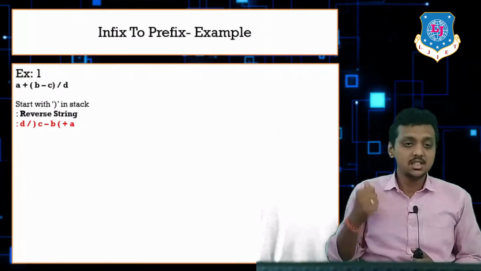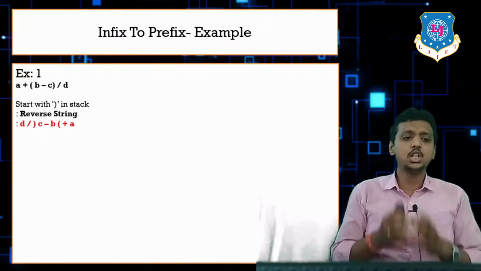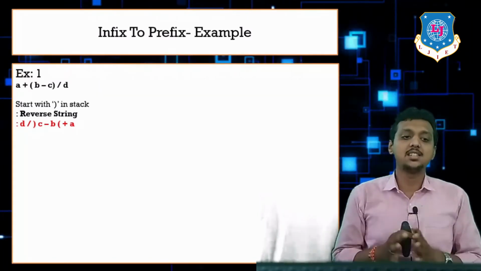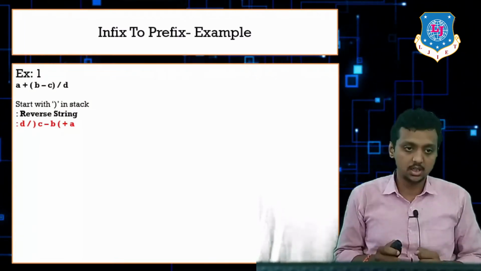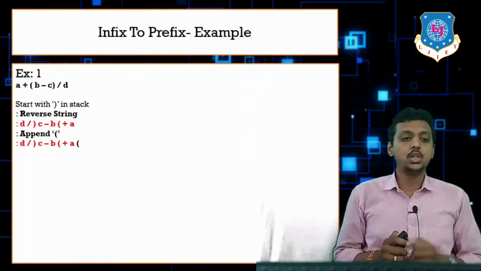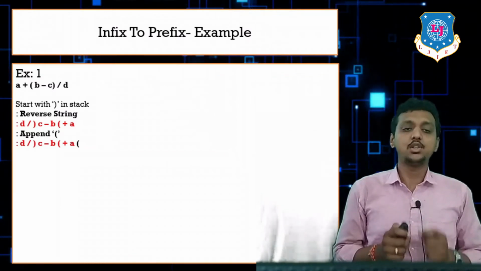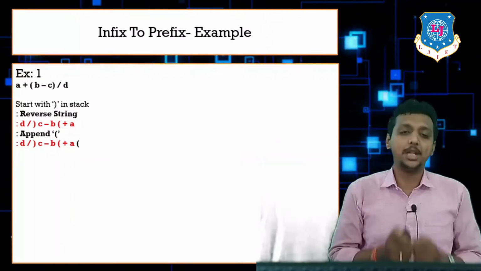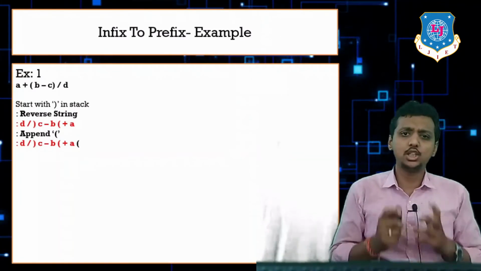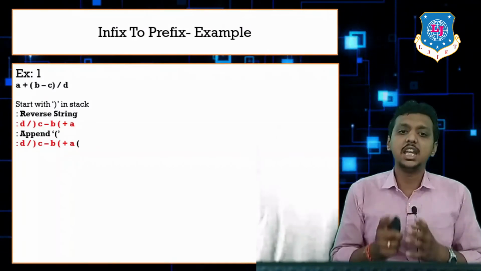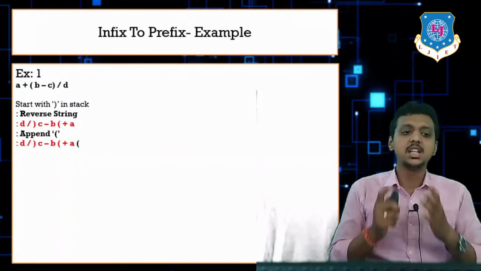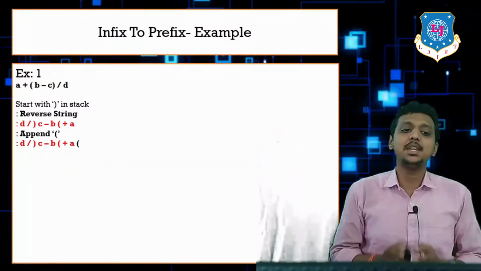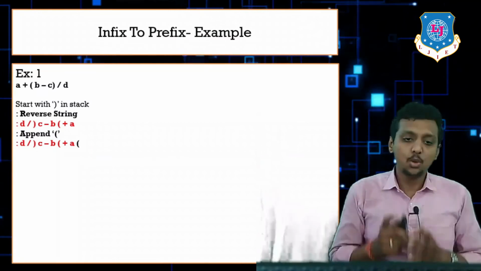If you can see, just check it out. It's d division closing bracket c minus b opening bracket plus a. So my brackets are as they are. I am just reversing my whole string. Fine. After that, what I need to do is append an opening bracket. See, in infix to postfix, we used to append the closing one, but here we need to append the opening bracket. So I'm just going to append the opening bracket over here after a. So now my whole string becomes d division closing c minus b opening bracket plus a opening bracket.